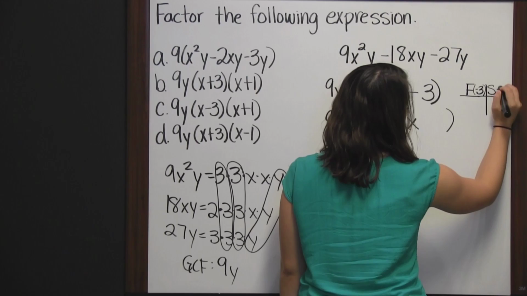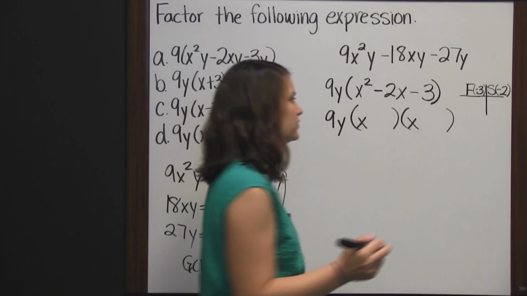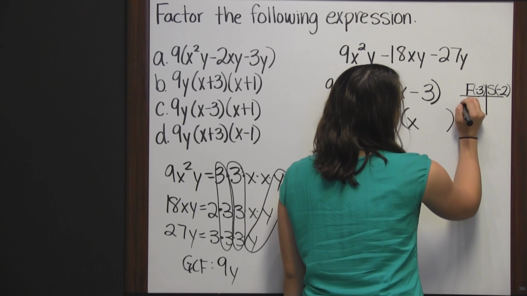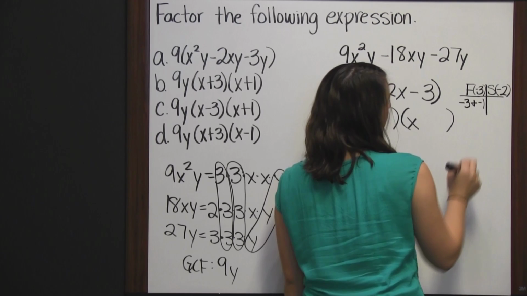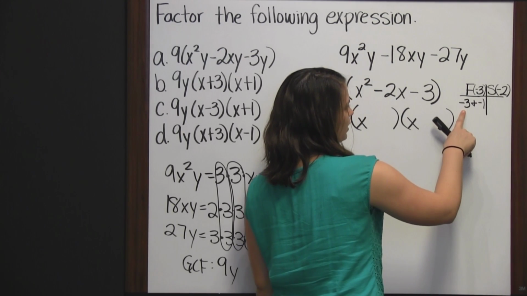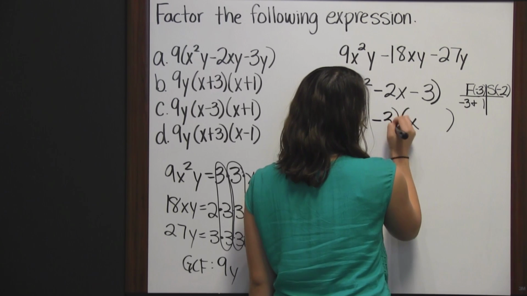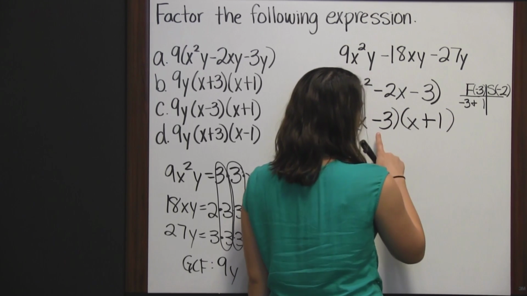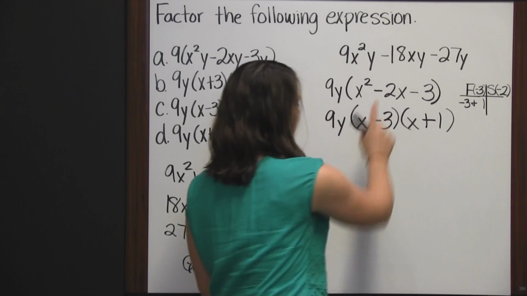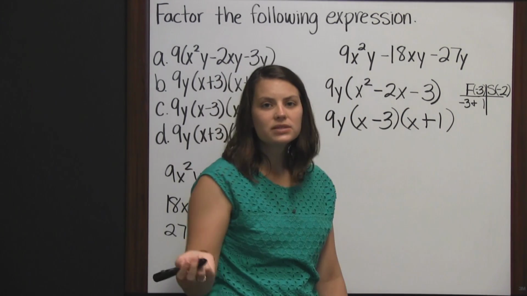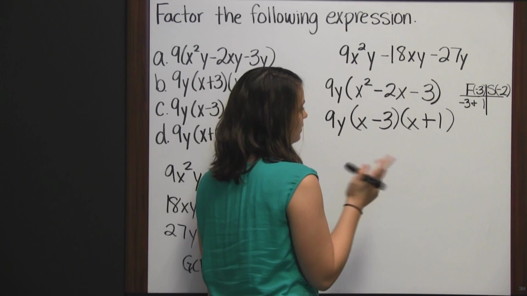The factors of negative 3 that have a sum of negative 2. The only factors of negative 3 that would have a sum of negative 2 would be negative 3 and positive 1. Negative 3 times 1 is negative 3, and negative 3 plus 1 is negative 2. And we can always FOIL it out to see if we did, in fact, factor correctly.